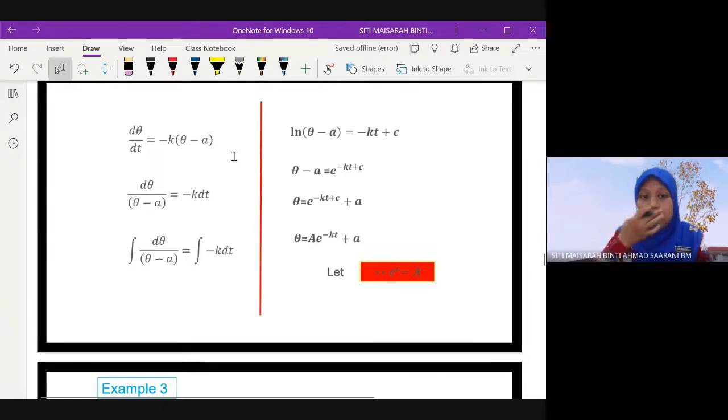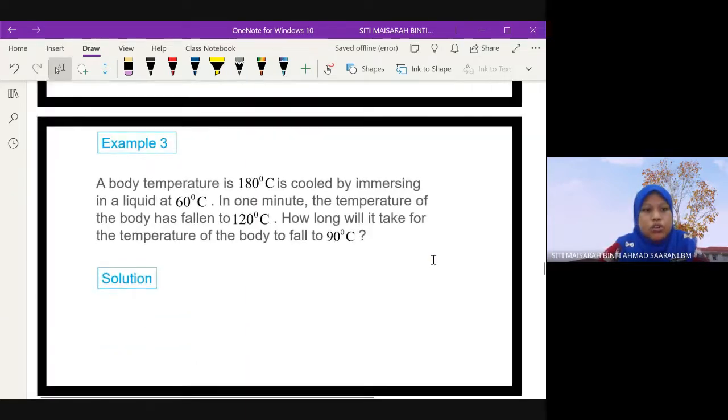So ni pun boleh separate. So dia akan jadi 1 over theta minus A d theta equals to negative K dt. So then dia boleh integrate both side. Dia dapat ln theta minus A equals to negative KT plus C. So finally dia dapat theta equals to A E negative KT plus A. Dia let A equals to E kuasa C jugalah. Okay. Contohnya kalau kita tengok example 3.